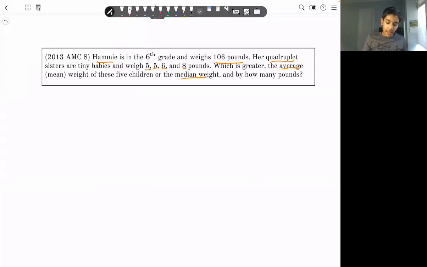So we have that Hammy weighs 106 pounds. So let's find the mean and median from these numbers. So first, let's order them from least to greatest. We get 5, 5, 6, and 8. Those are the quadruplets, and then 106. So we can very easily see right away that 6 is the median. So median equal to 6.